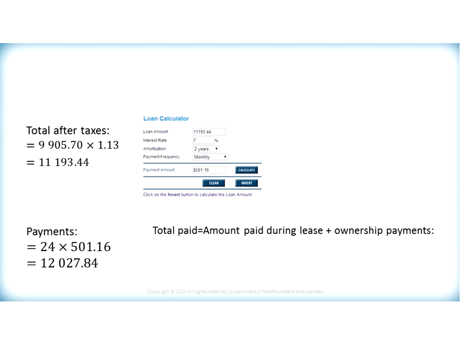So the total amount paid is the amount paid during the term of the lease, plus his ownership payments afterwards. Means that we add them together, $13,528.79 plus $12,027.84, giving us a grand total of $25,556.63 is what he will have paid for the car once you include all of the lease payments and the buyout payments.